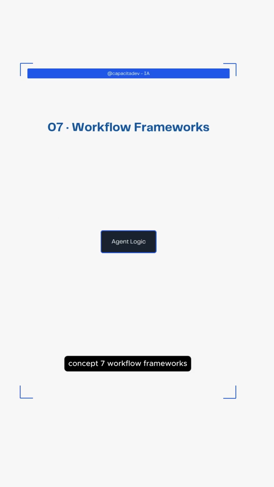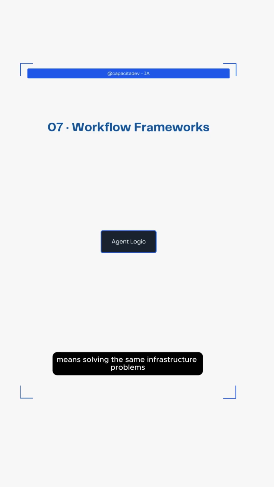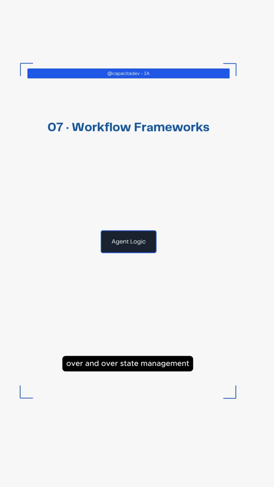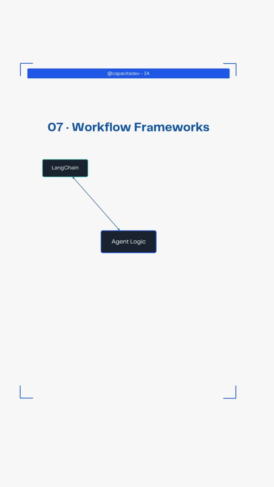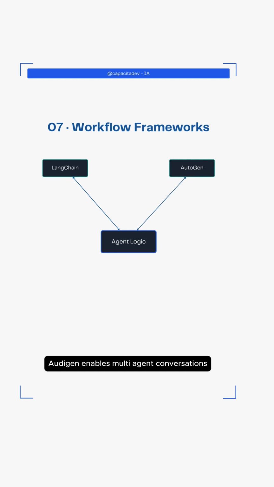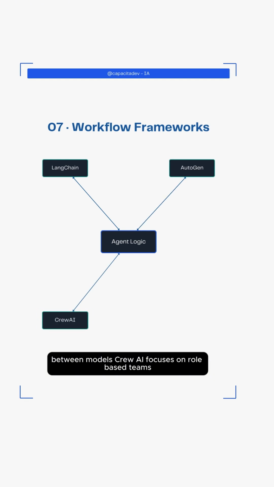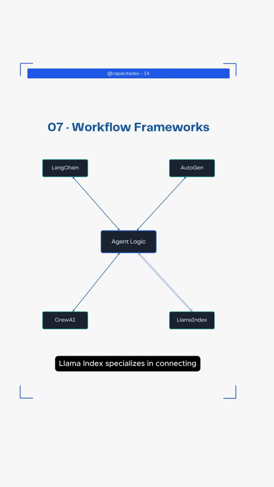Concept 7. Workflow frameworks. Building agents from scratch means solving the same infrastructure problems over and over. State management, tool calling, error handling, orchestration. Workflow frameworks solve these problems so you don't have to. LangChain gives you composable building blocks for chaining LLM calls and tools. AutoGen enables multi-agent conversations between models. CrewAI focuses on role-based teams where each agent has a defined responsibility. LlamaIndex specializes in connecting agents to large document collections and retrieval systems. These frameworks sit between your business logic and the underlying infrastructure, abstracting away the complexity.